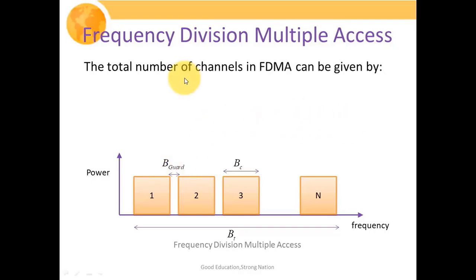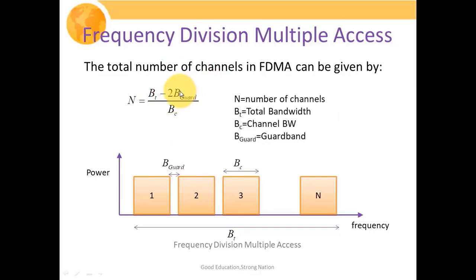The total number of channels in FDMA can be evaluated as n equal to BT minus 2 B guard, divided by BC, where n is the total number of channels, BT is the total bandwidth, BC is the channel bandwidth, and B guard is the guard band. So if we need to find out how many users can use the complete frequency band BT in FDMA, we can calculate it with this relationship: number of users equals total frequency band minus 2 times the guard band, divided by BC, which is nothing but your channel bandwidth or sub channel bandwidth.